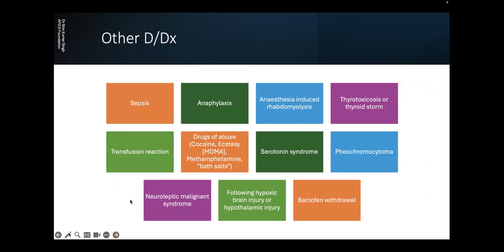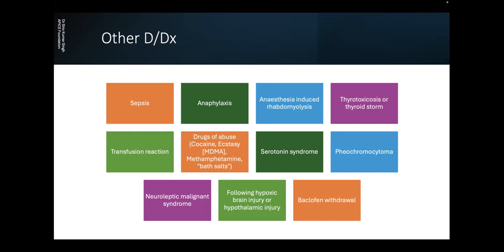We can look at anesthesia-induced rhabdomyolysis; Dr. Fadke was talking about this. If there is a history of thyrotoxicosis or inadequate treatment, you can look at thyroid storm. Transfusion reactions can cause similar things. One of the common things in emergencies, not in theaters, is drug abuse: cocaine, ecstasy or MDMA, methamphetamine overdose, bath salts overdose. In theaters, serotonin syndrome.